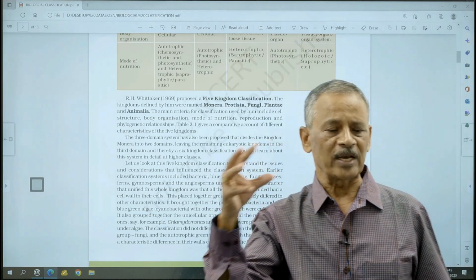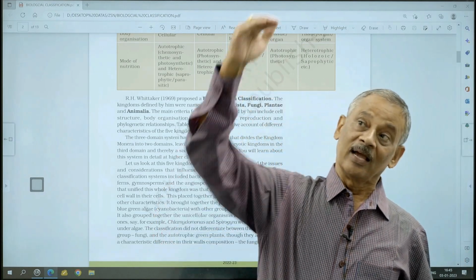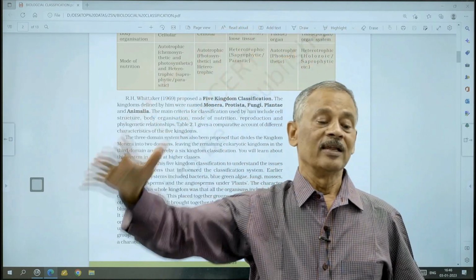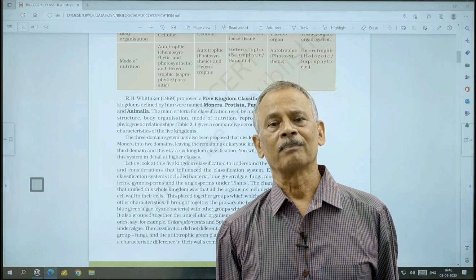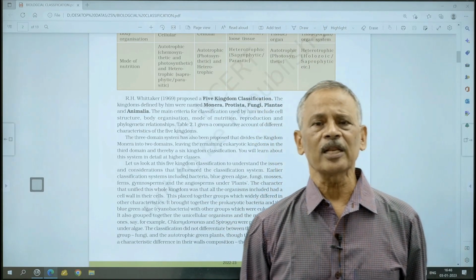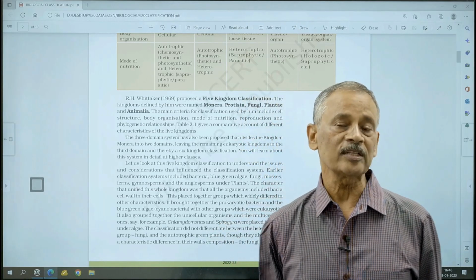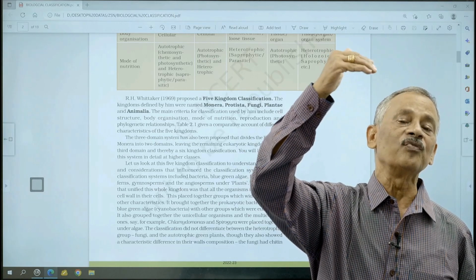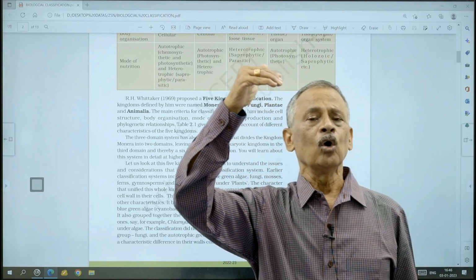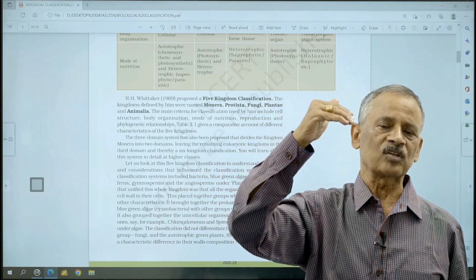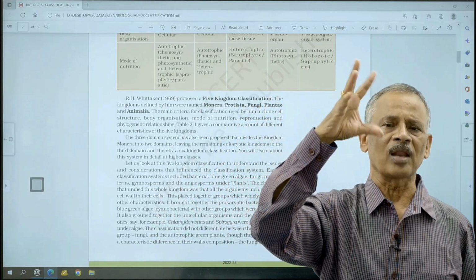So he separated them and elevated them to the rank of a kingdom. Fungi was till this time only a class coming under Plantae. Now he elevated them to the rank of a kingdom, thus making the fifth kingdom. So this classification that Whittaker proposed is called the five kingdom classification.